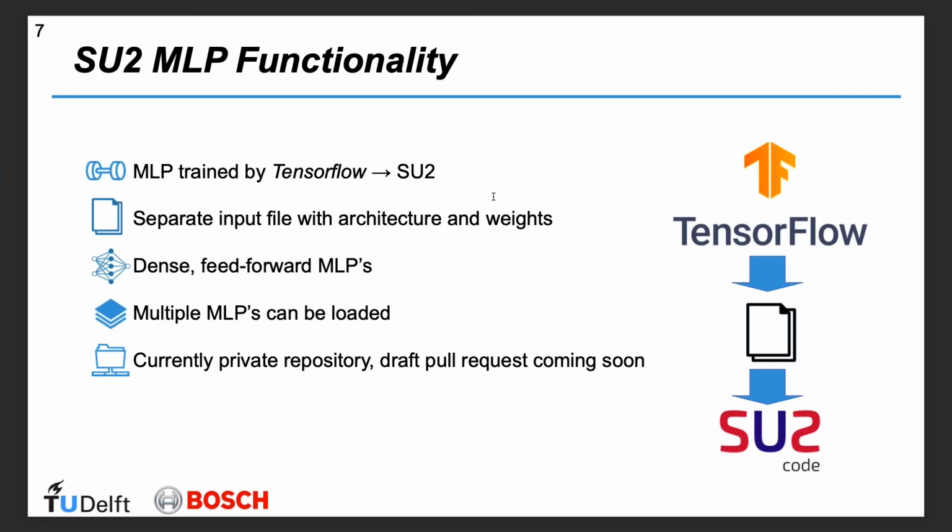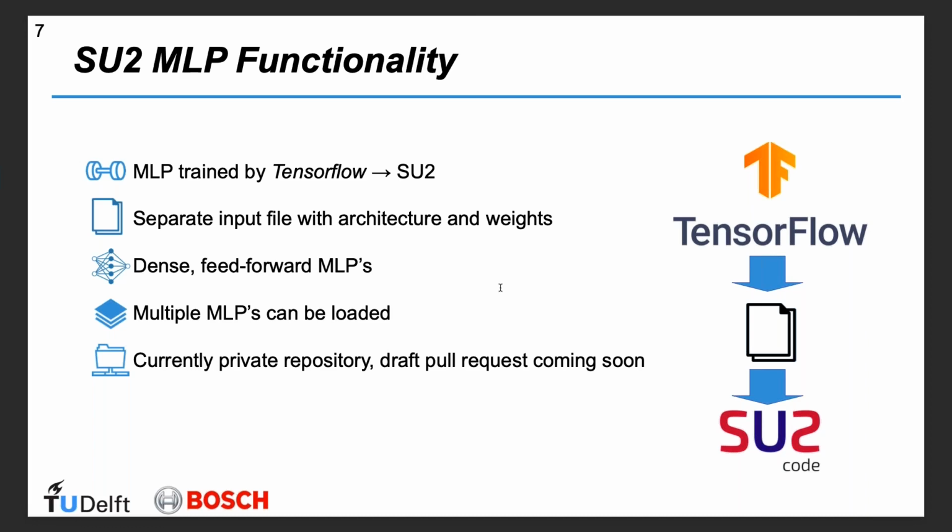So let's just say you have a trained neural network. It works really well, but you want to bring it into SU2. Now you can load this through Python wrapping, but this is very tedious to do and not very user friendly. So I opted for a different method, which I hope to standardize here. And that's through separate input files that describe the architecture and weights of the neural network.